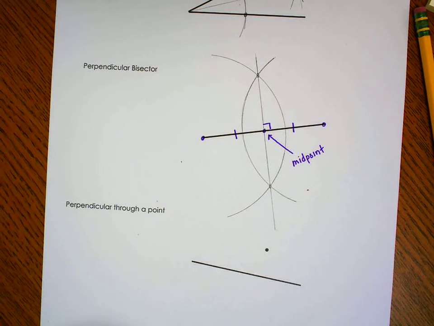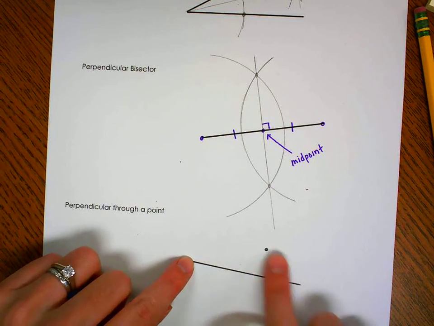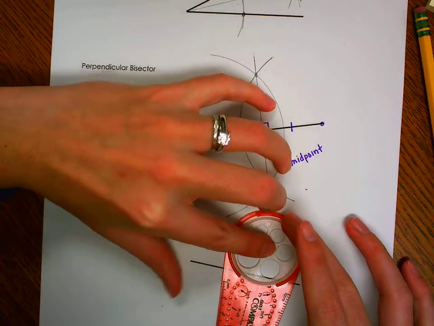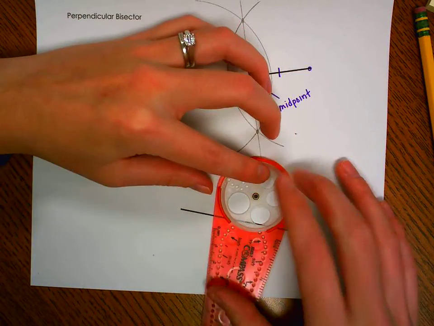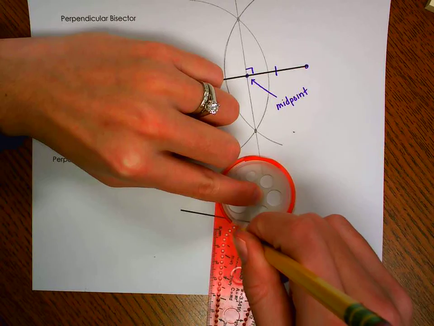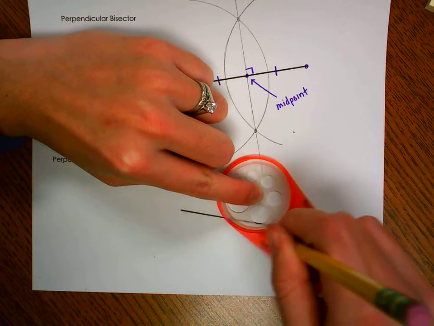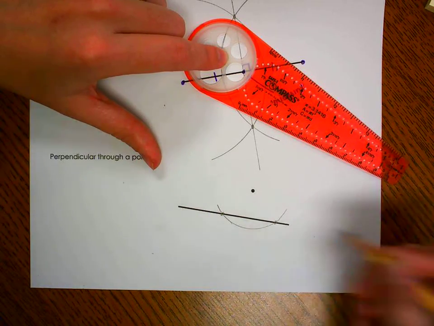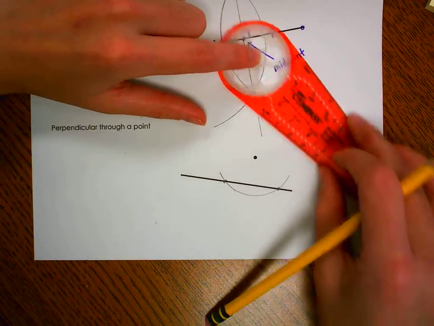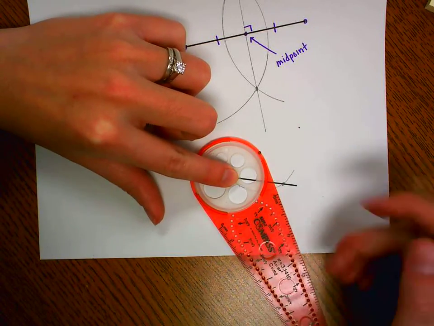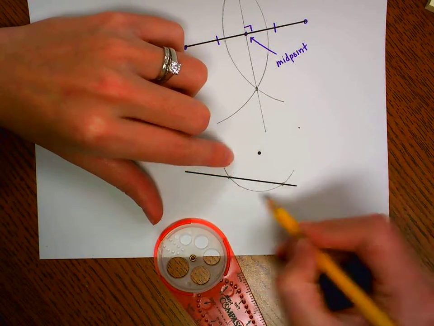It's a perpendicular line through a point. Okay, we can't use these endpoints anymore because this isn't in the middle of this and this. So what we're going to do is take our compass and put the brass ring on the point. And we need to make an arc that crosses this line twice. So there's my first cross, there's my second cross. Okay. From each of those two intersections, we're going to make a new arc.